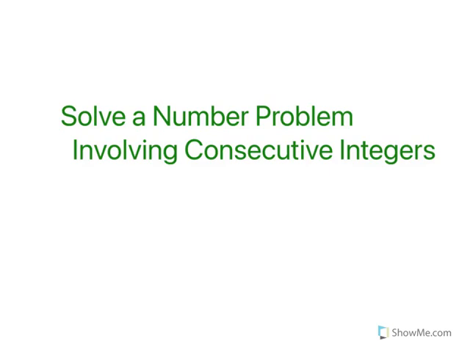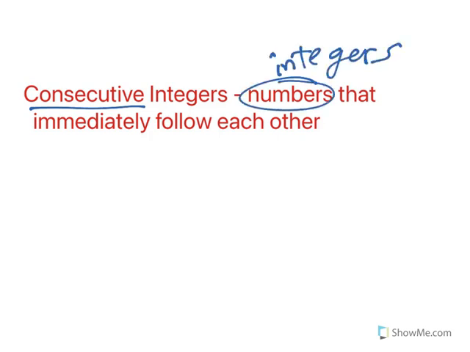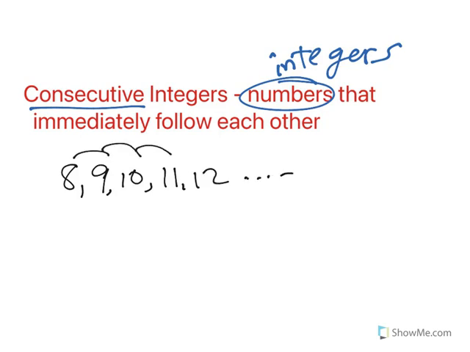Solve a number problem involving consecutive integers. So this has a couple of things in a row that we need to talk about. First, consecutive. Consecutive integers are numbers, and more specifically, integers that immediately follow each other. So, for example, we could have 8, 9, 10, 11, 12, and we could go on and on, immediately following each other. Or they could also be negative.